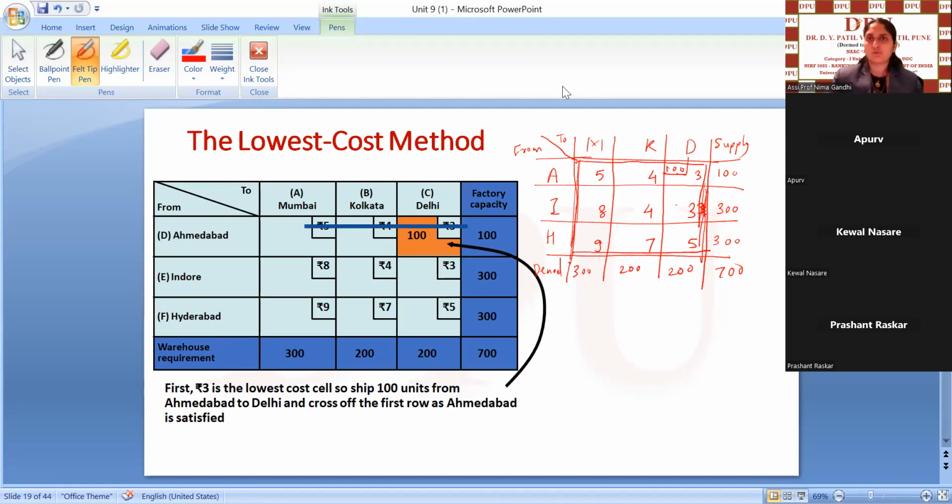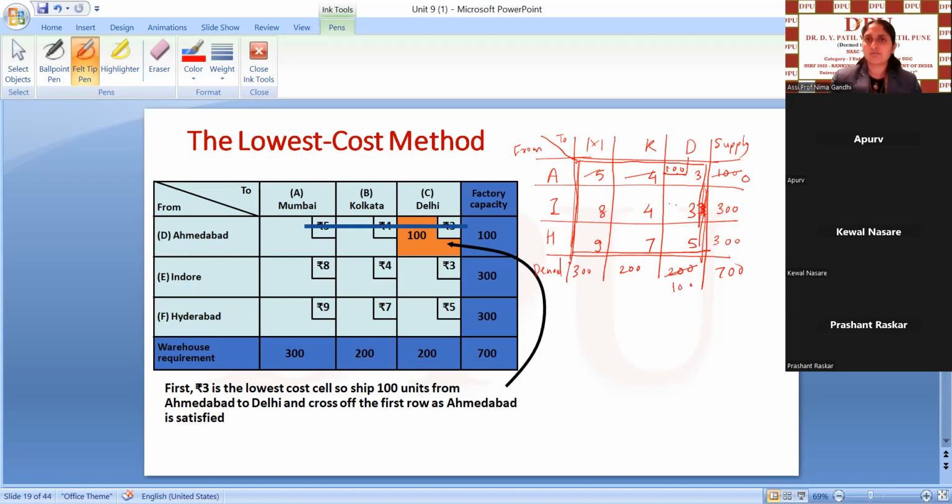Now we have already used this supply from Ahmedabad, 100. So now there is no more transportation from Ahmedabad. There are no products available for transportation from Ahmedabad, so you are deleting this. You have already allocated 100 here, so you have to write 100 here.